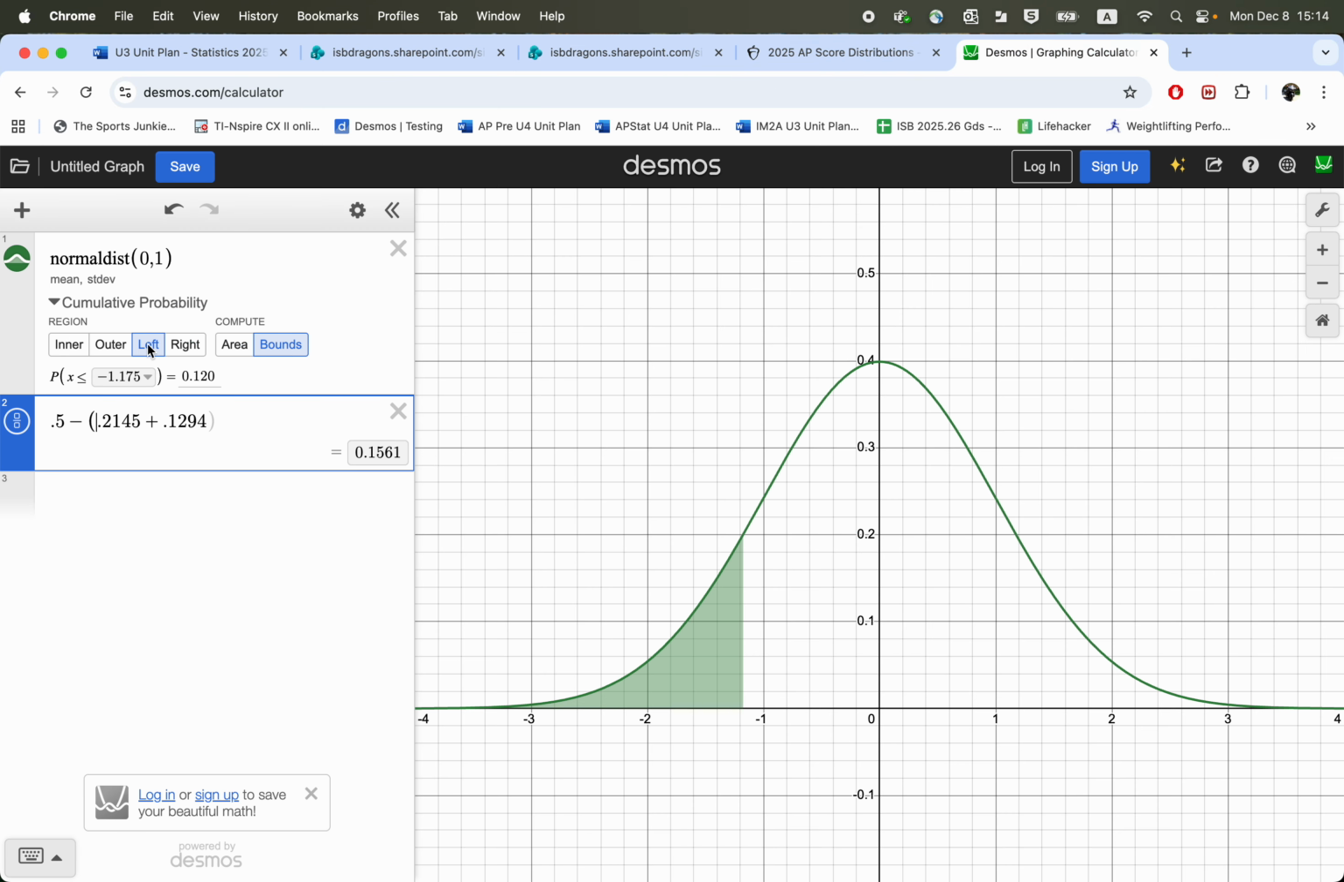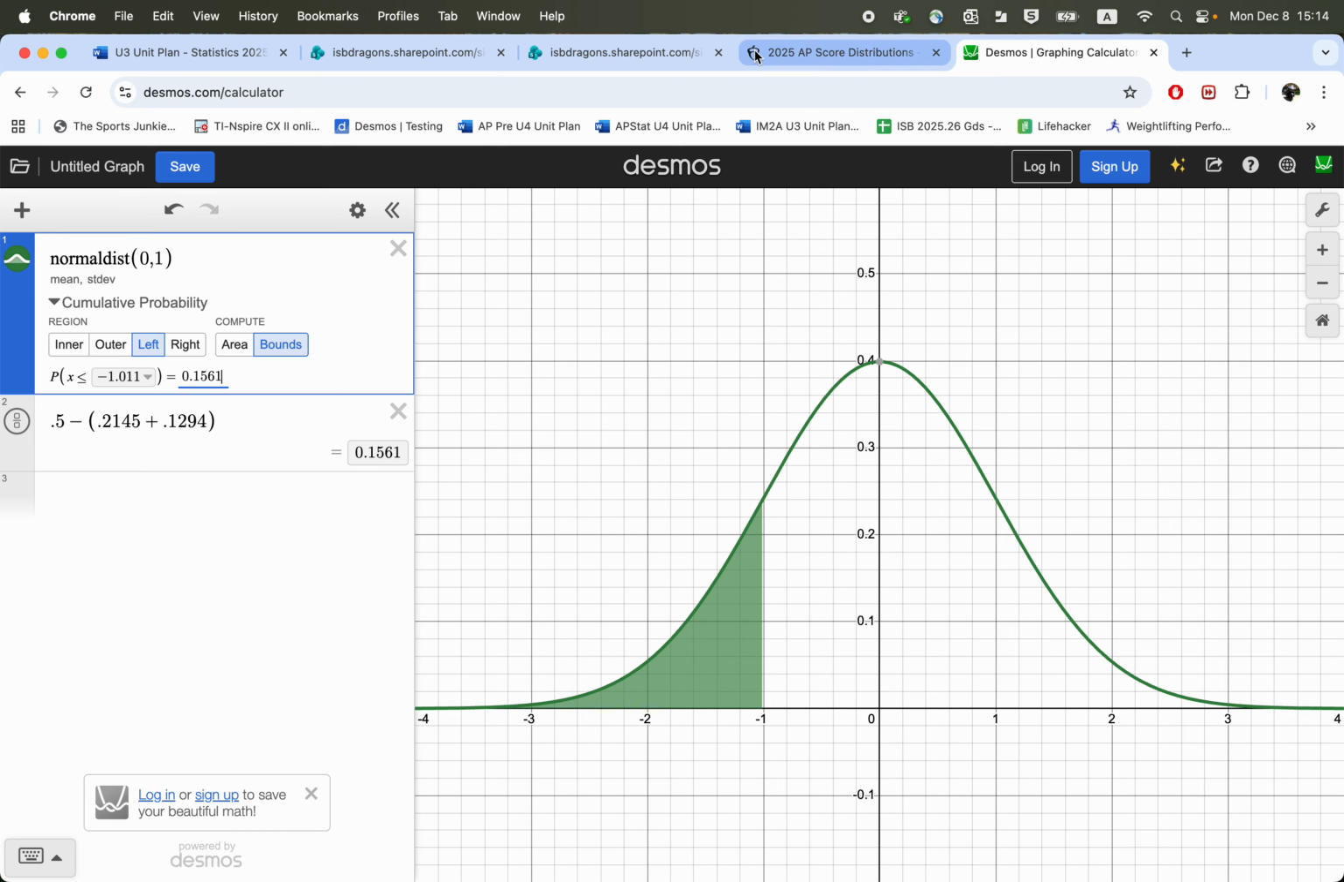So I'm going to put left, compute the bounds, and I know that my area will be 0.1561. Okay, so that's giving me a z of negative 1.011. That's exactly what this is. The only reason this is different is because this is 0.1562. Let me actually see, 0.2145.